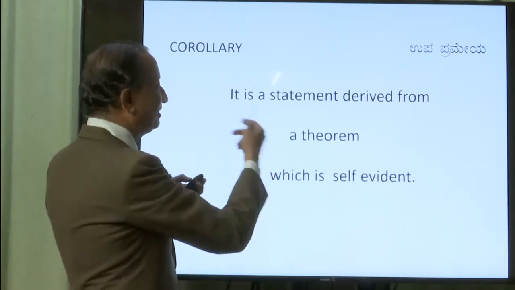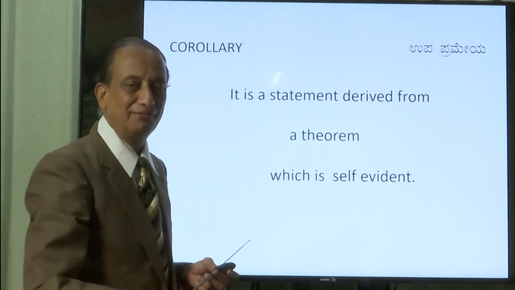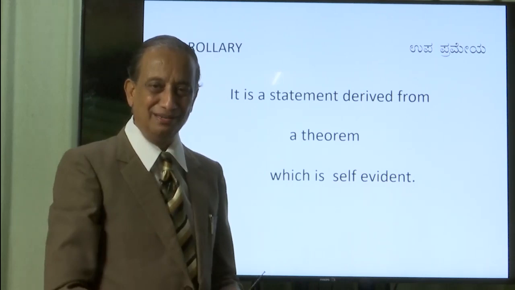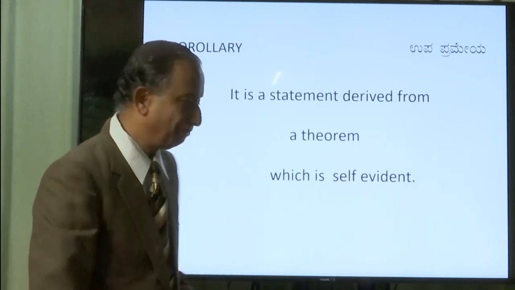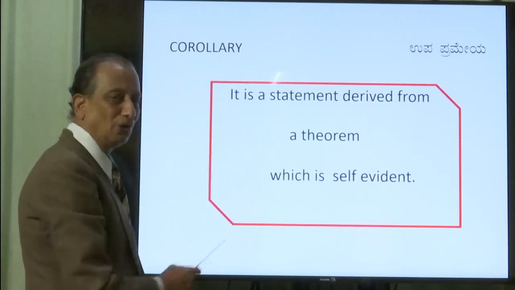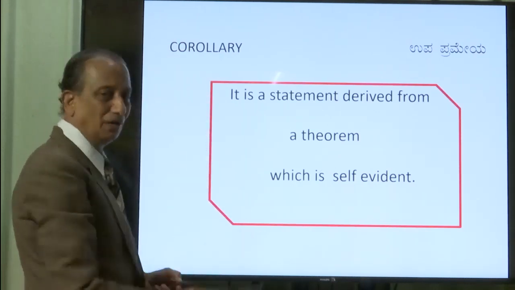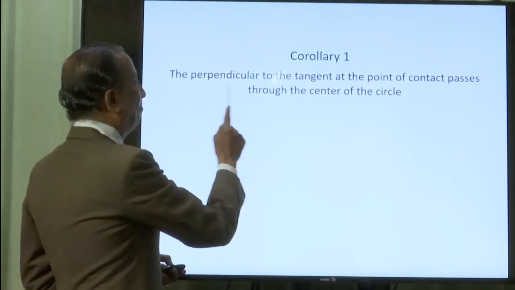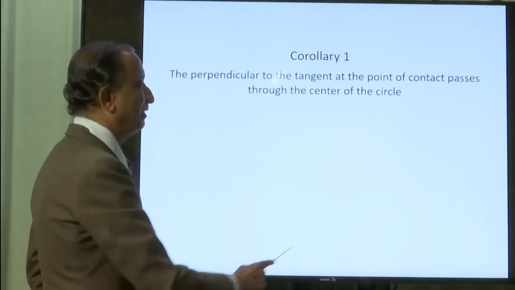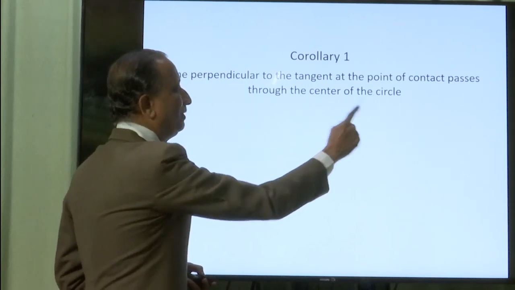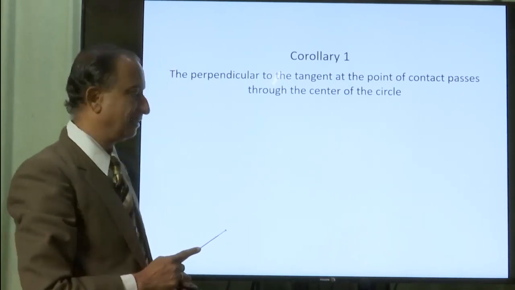So the moment we state this, after the theorem, after the converse, we say that yes sir, it is quite natural, we can only prove it. So therefore it is called self-evident. So we need to now understand there are two corollaries. Let us try to understand one by one. Corollary number one. Okay, look here. The perpendicular to the tangent at the point of contact passes through the center of the circle.